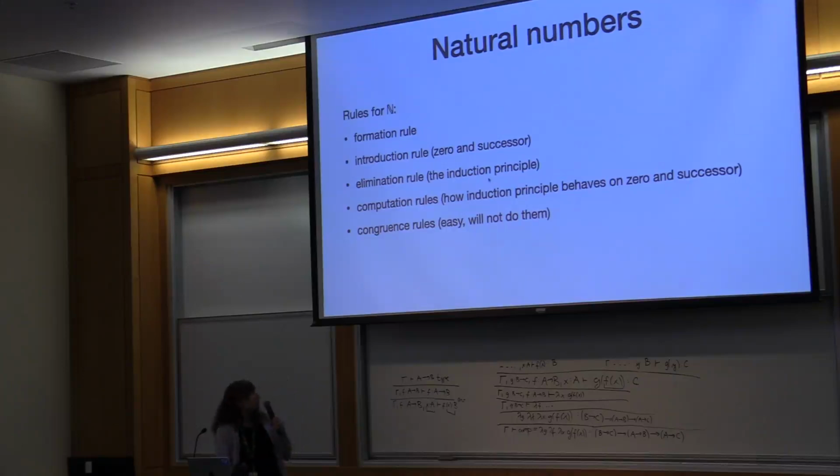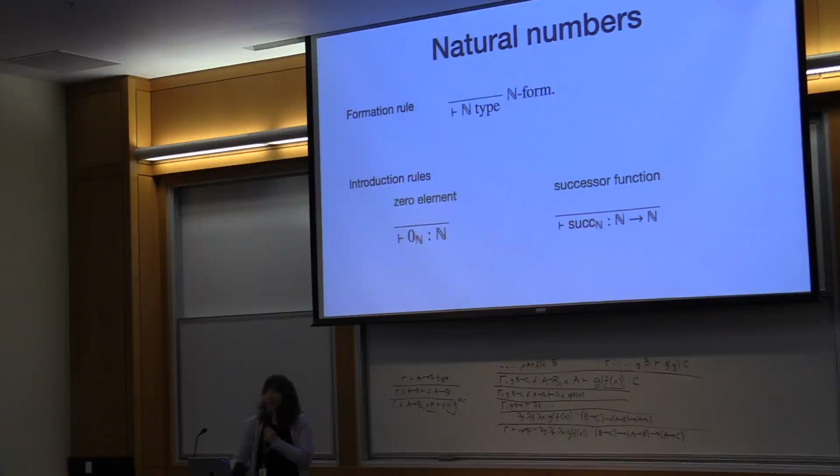And then we also, of course, have the congruence rules, but I will not do them because they're easy and it's always the same thing. If I have a symbol and I apply it to judgmentally equal stuff, I get judgmentally equal stuff. That's the whole story of the congruence rules. Okay, so let's look at the natural numbers. So the formation rule is easy. We just say n is a type. Good, I gave myself a type.